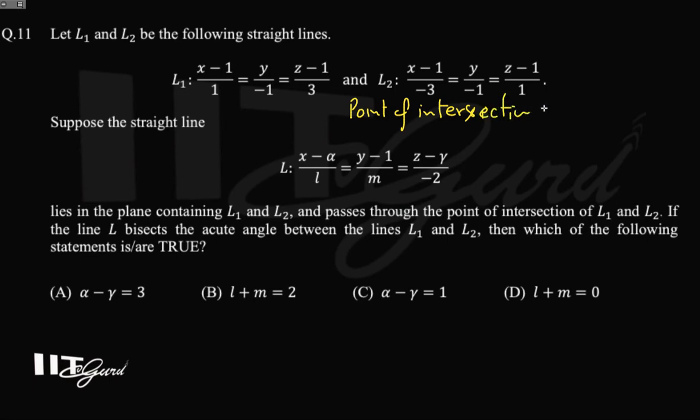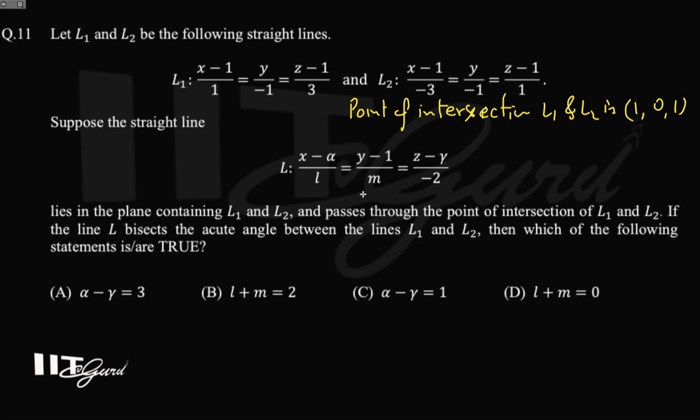The point of intersection of L1 and L2 is 1, 0, 1, that is common. 1 from here, 0 from here, 1 from here, and 1, 0, 1 from the other line. So from these two lines, it is obvious that 1, 0, 1 is common. Now line L passes through this point, and the plane containing L1 and L2 passes through the point of intersection. If the line L bisects the acute angle between lines L1 and L2, which of the following statements is true? This you have to search out.